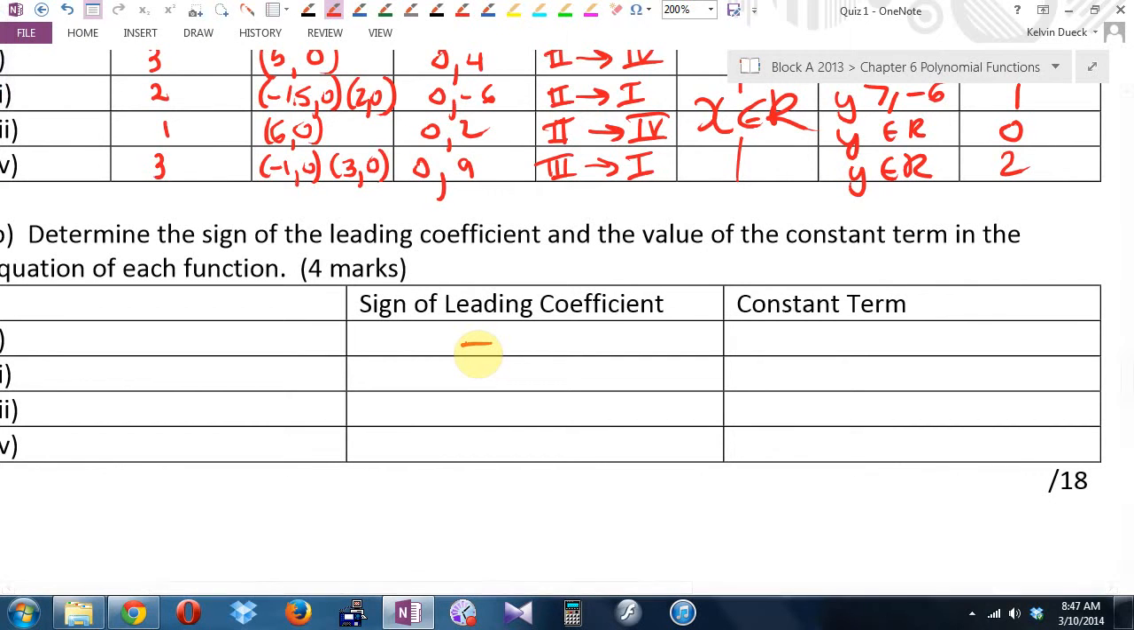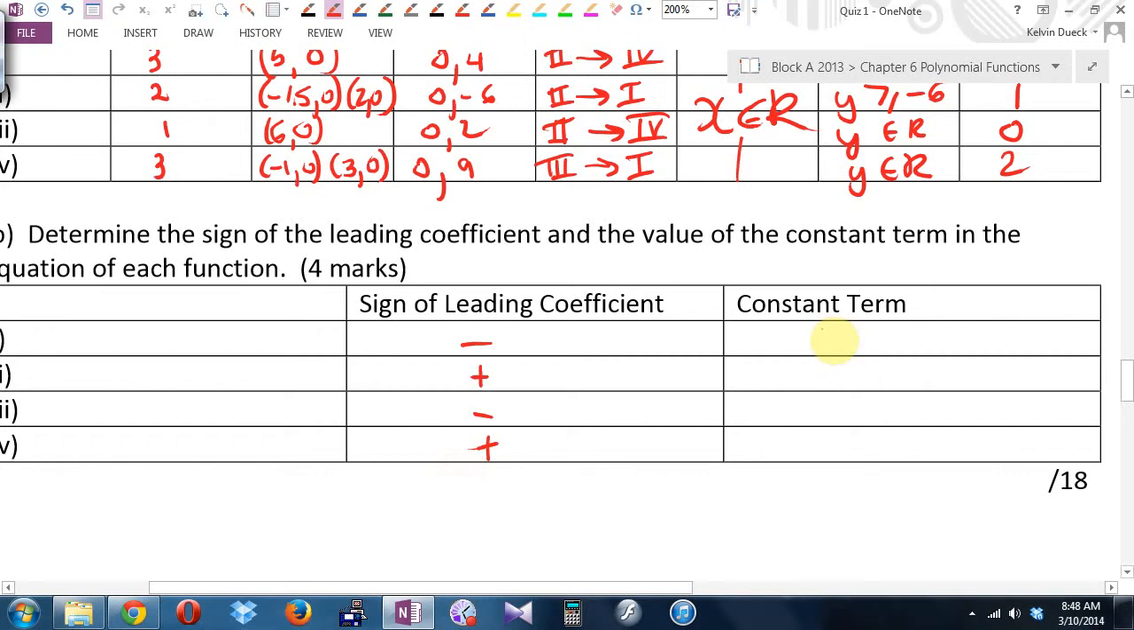Let's do all the signs of leading coefficient first. The parabola, graph number 2. Which way does it open, up or down? So what does that mean? Positive. Graph number 3. Is that a positive slope or a negative slope? Is it going uphill or downhill? Downhill. Negative. Graph number 4. Positive. Working its way uphill.